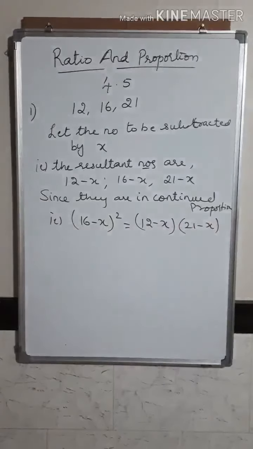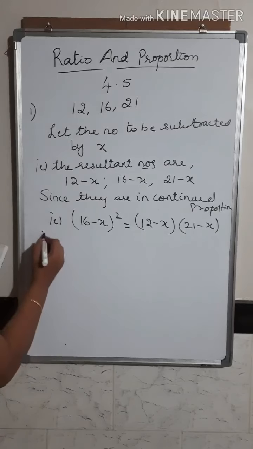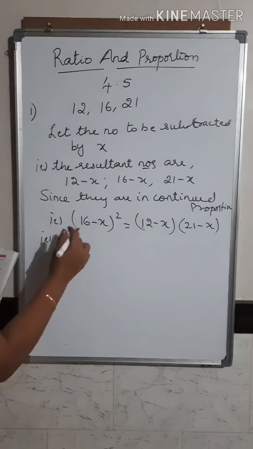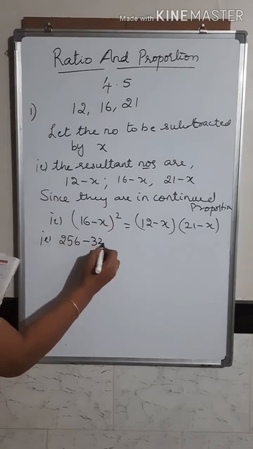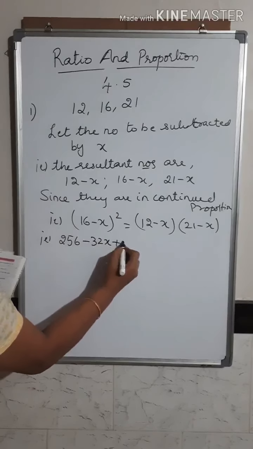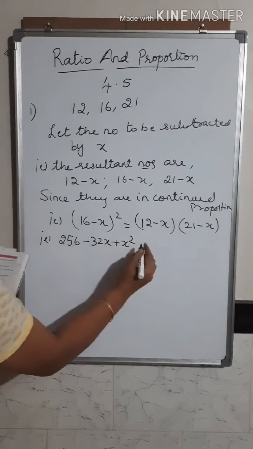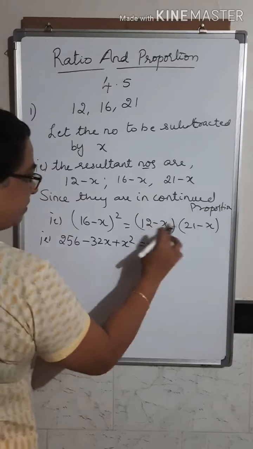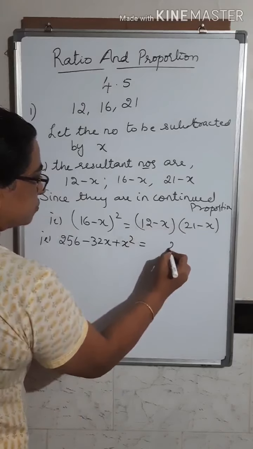So you need to square and multiply, and find the value of x, the number to be subtracted. This is in the form of a minus b whole square. Expand using the formula a minus b whole square, which is a square minus 2ab plus b square. You get 256 minus 32x plus x square. On the other side you have to do ordinary binomial multiplication. So first, 12 into 21. 12 ones are 12.